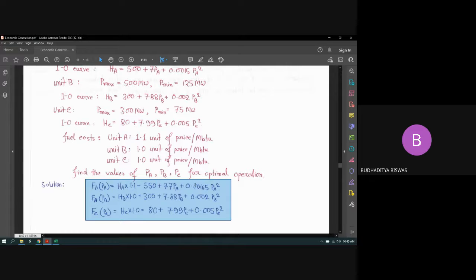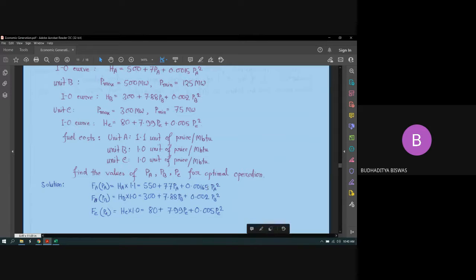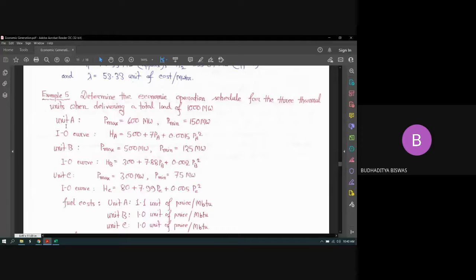Now here these are alpha, beta, gamma, or in some of the books they are mentioned as A, B, C. Here you see unit A, the maximum value is 600 megawatt and the minimum value is 150 megawatt. That means after the scheduling, if the generation of unit A crosses the upper limit or the lower limit, then it is not economical. Then you have to do something extra. Now what is this thing?